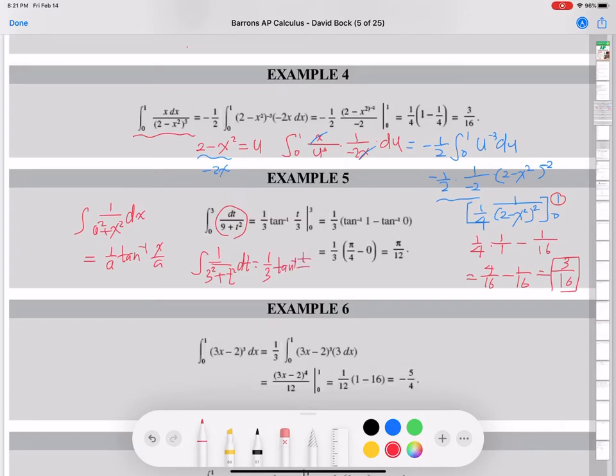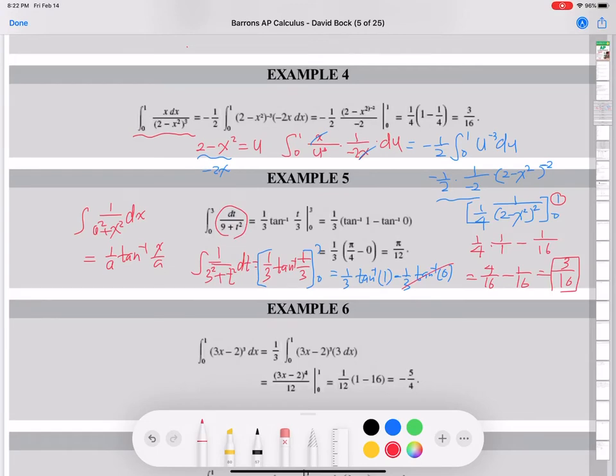t over 3. Then what are the lower limit and upper limit? From 0 to 3. So plug in 3 first. 1/3 times tangent inverse of 3 over 3, which is 1, minus 1/3 times tangent inverse of 0 over 3, that's 0. Tangent of 0 degrees is 0, right? So this part is going to be 0. Tangent inverse 0 is 0.